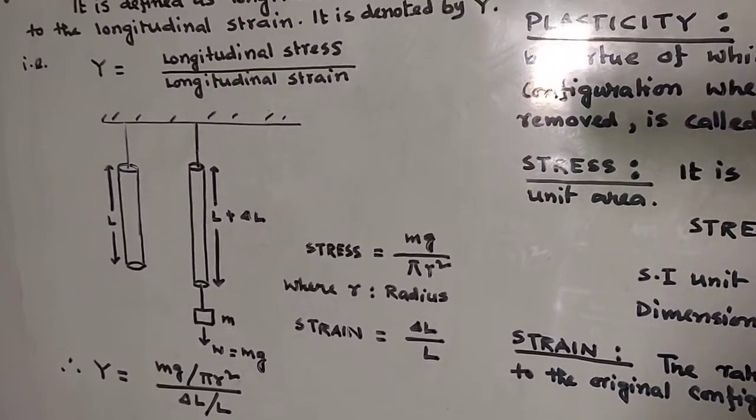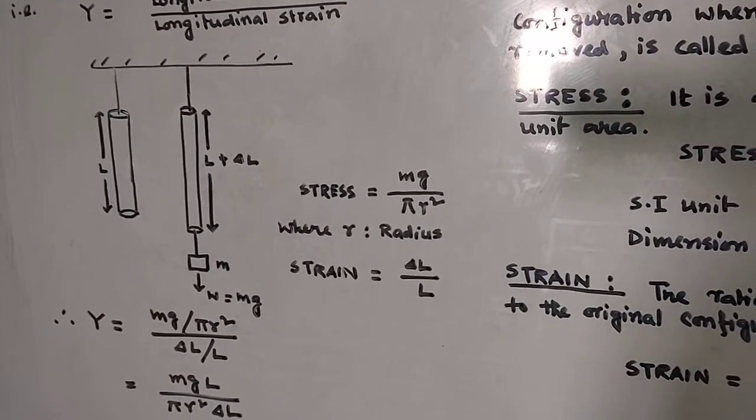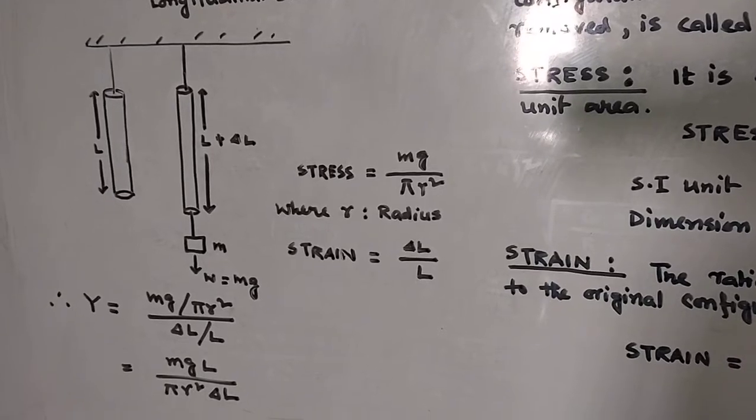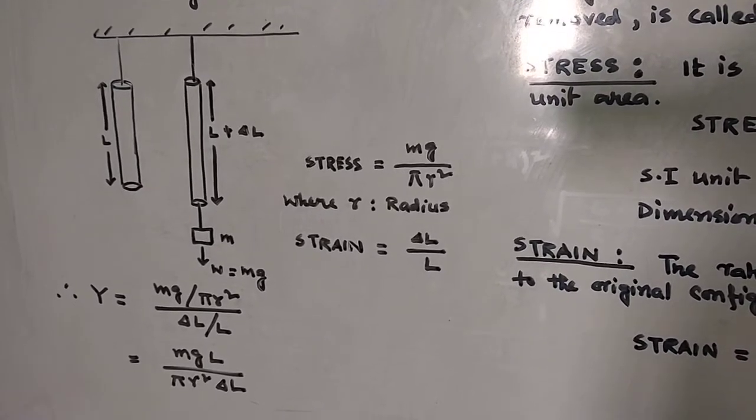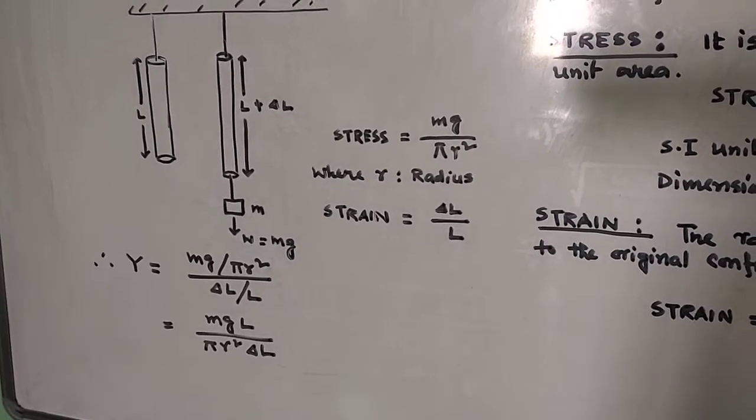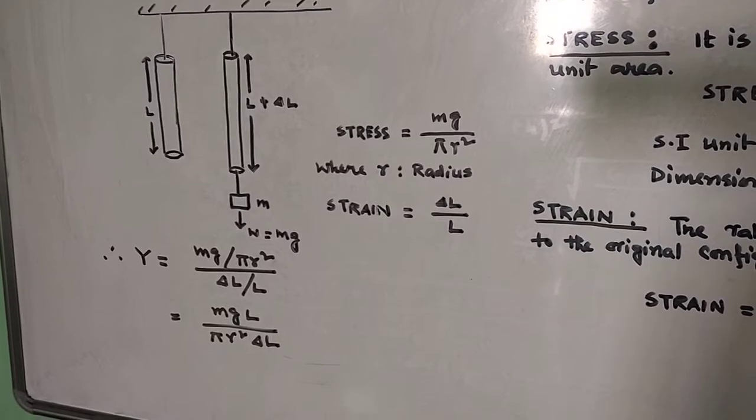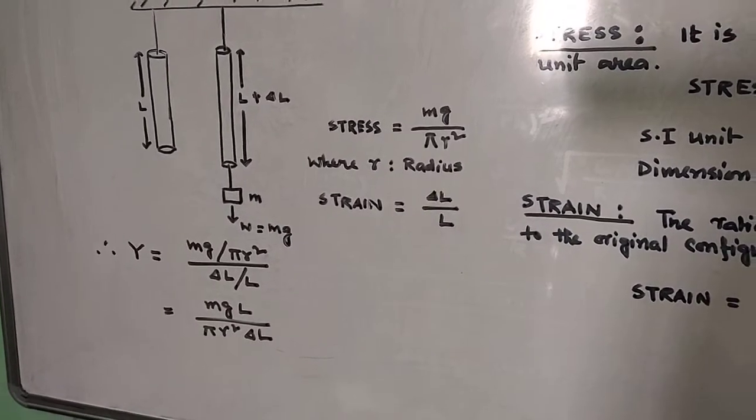So if you are interested in defining Young's modulus of elasticity, then you have to substitute this, Y equals mg by pi r square, delta L by L. So Y equals mgL by pi r square delta L. This formula is very important for the numericals, and you have to substitute the values to find any of the parameters if you know the rest of the parameters.